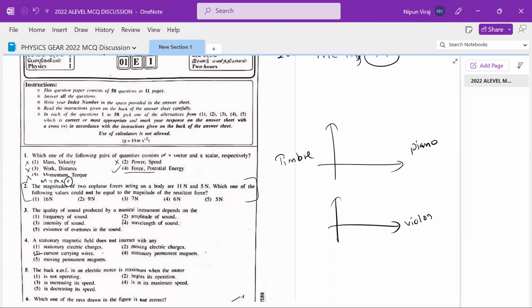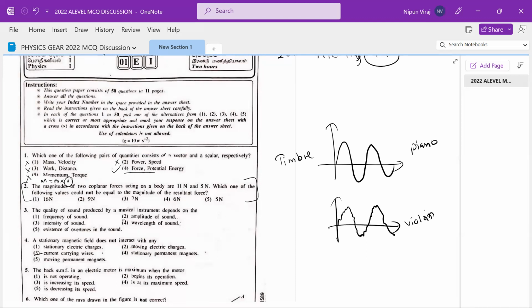Let's say they have the same amplitude like this. But let's say in the violin also the same. But the thing is, the shape is different. See, same amplitude, same frequency, maybe. Right? But the only difference is in shape, right?